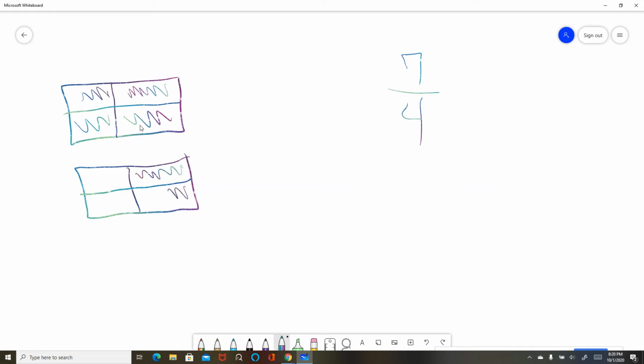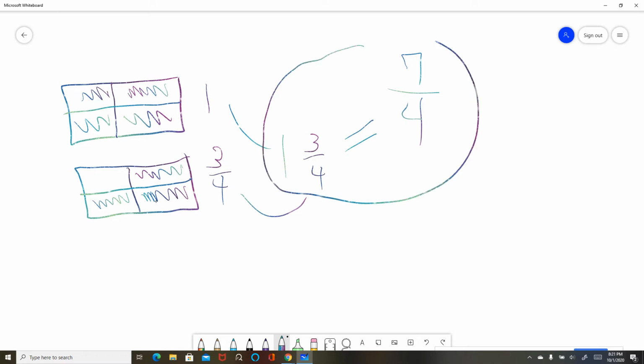5/4, 6/4, 7/4. So we have 7/4. 1, 2, 3, 4, 5, 6, 7. And if we write that as a mixed number, this would be 1 whole and then 3/4. So we have 1 whole, 3/4, and these two are equal. 1 whole and 3/4 is the same thing. 1 whole and then 1, 2, 3/4 is the same thing as 7/4. 1, 2, 3, 4, 5, 6, 7.